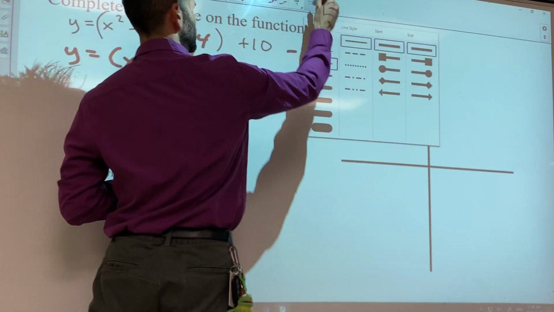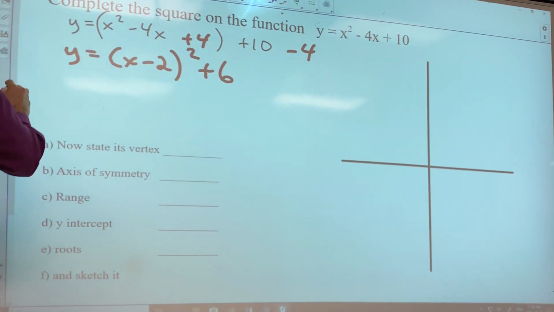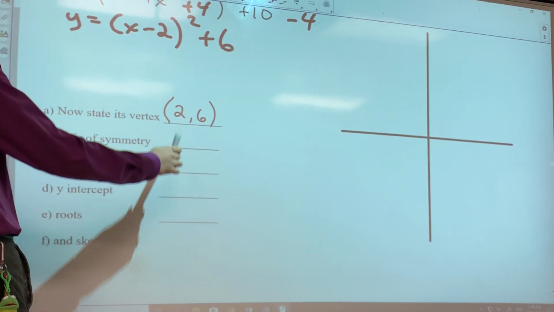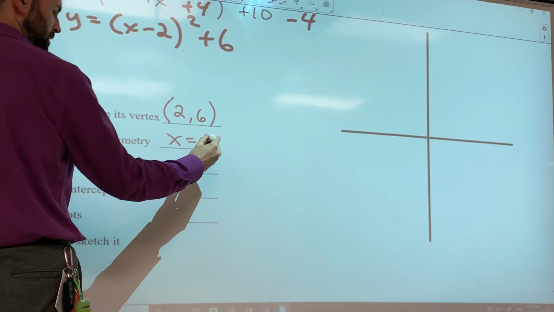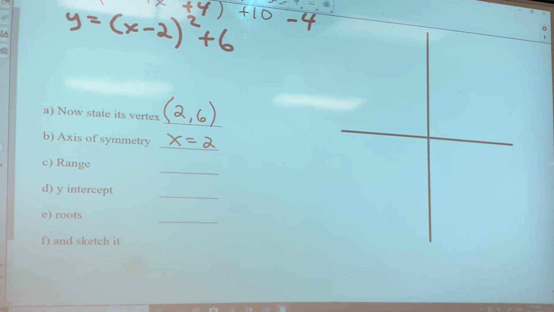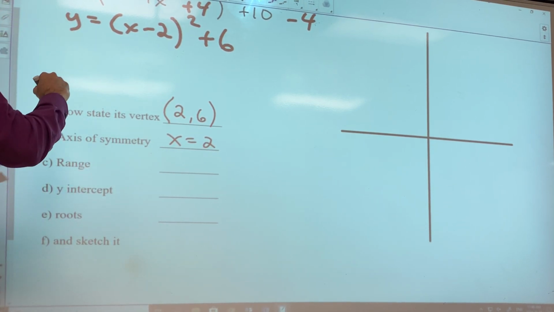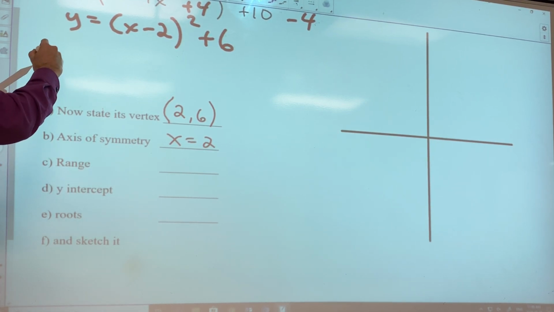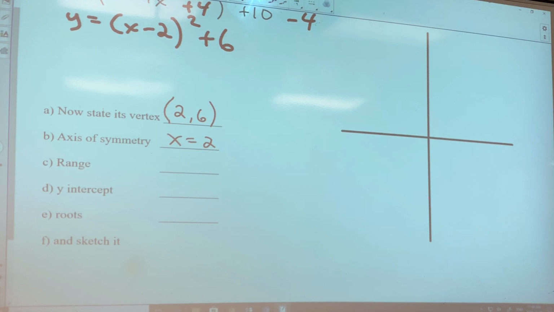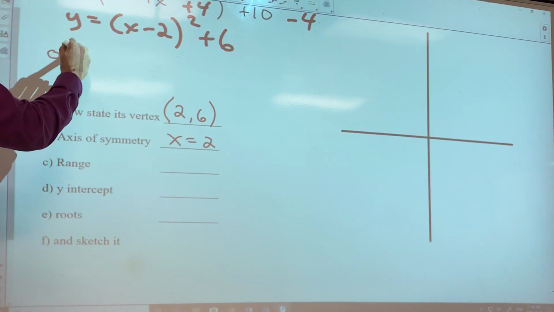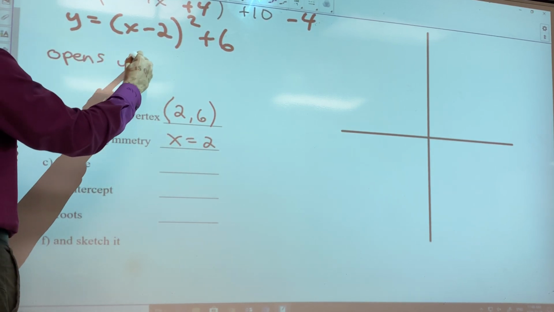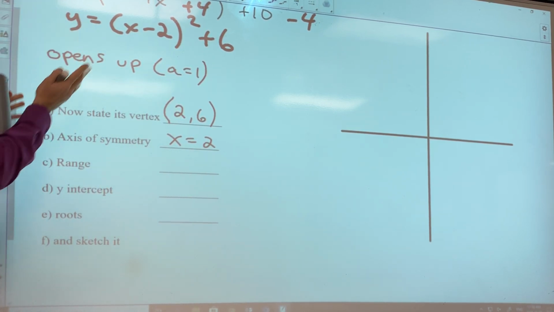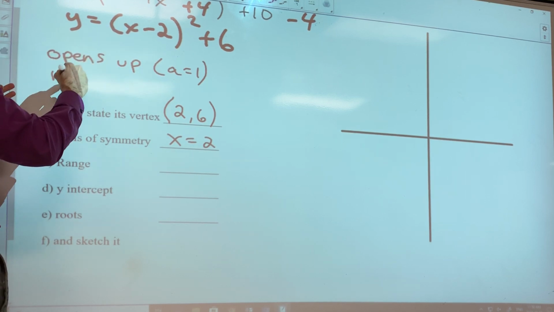So now we can do the vertex. We said positive 2, 6. The axis of symmetry is always the x value of the vertex, so it's x equals 2. Is this a max or a min? The real question is, is it opening up or down? It's opening up, so it's a minimum. And how do we know it's opening up? a is equal to 1, so it's positive. So when it opens up, then you have a minimum.